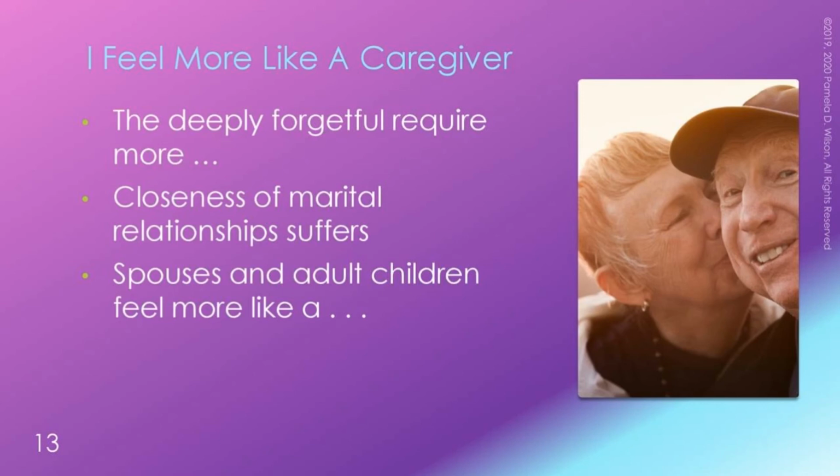Spouses or partners really face a future without an equal partner. Losing that romantic relationship that changes to a caregiver status is very difficult. The closeness of the marital relationship suffers because the intimate conversations can no longer happen, because the person with dementia can't respond and cannot follow conversations. Spouses and adult children feel more like a caregiver than a wife, a daughter, or a son. Interactions begin to focus on daily tasks around the house, hands-on care, personal care.